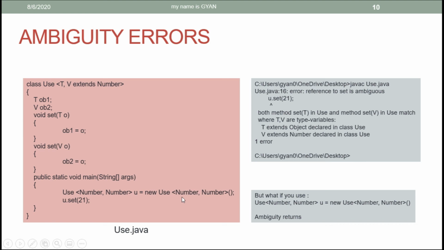So when you have this statement in your method main, then the compiler again will not allow you to compile this code. And at this time it is saying that both method set(T) in Use and method set(V) in Use match, where T, V are type variables. Here in this case, the compiler detects that the bytecodes of these two methods are going to be the same in the .class file. That's why the compiler will not allow you to compile this code. So because of this statement, the ambiguity returns.